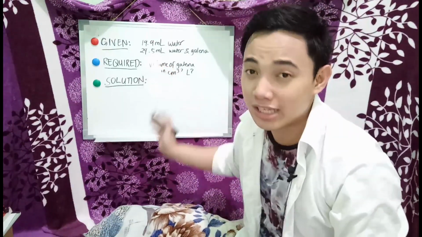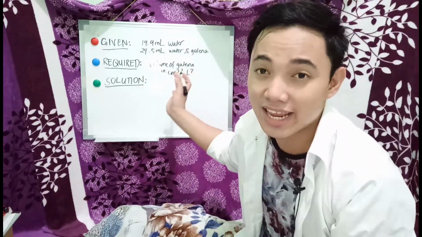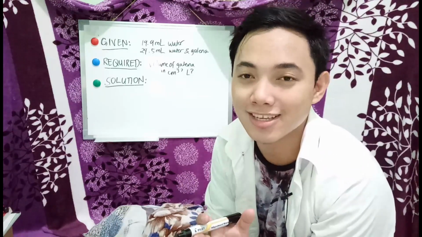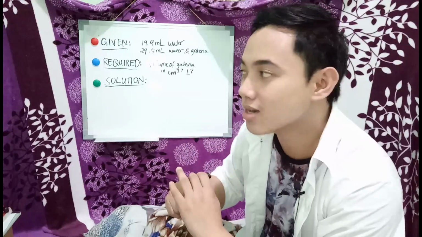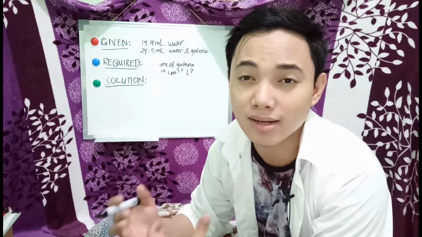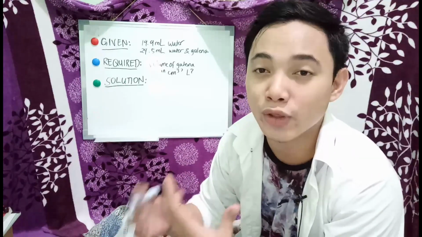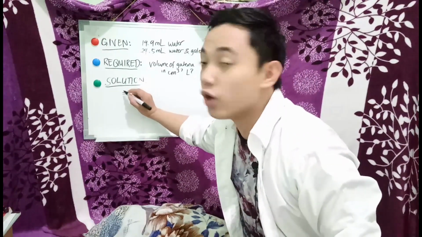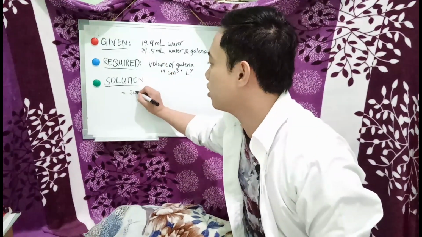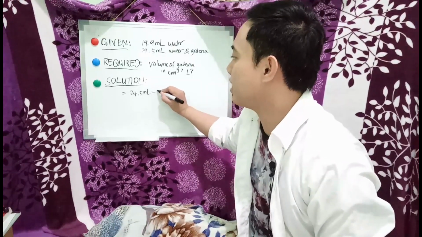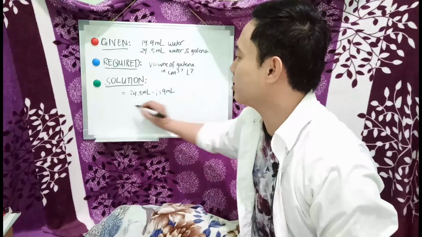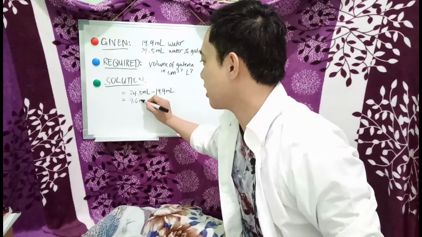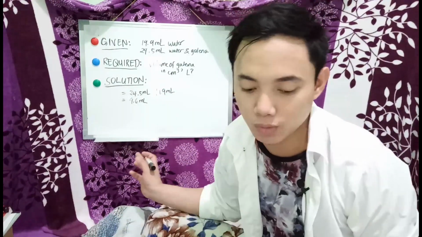So, ito yung given. Kasi yung required dito is volume of galena, yung irregularly shaped. So, paano nga yun ma-determine yung volume ng irregularly shaped na solid is depende doon sa water displacement. So, titingnan natin kung ilang ml ng tubig yung na-displace. Doon natin kukunin yung volume ng solid. So, kunin natin yung volume ng displace, which is 24.5 ml minus 19.9 ml. So, ang sagot dito is 4.6 ml. Yung na-displace na tubig.